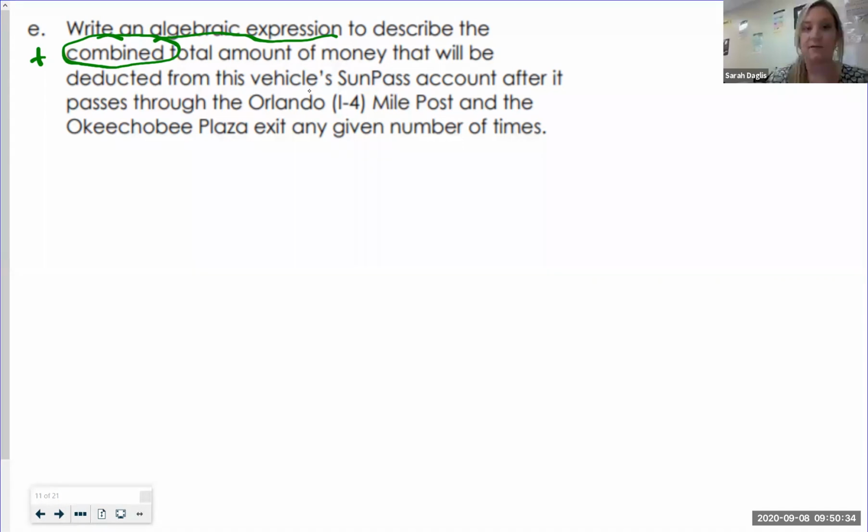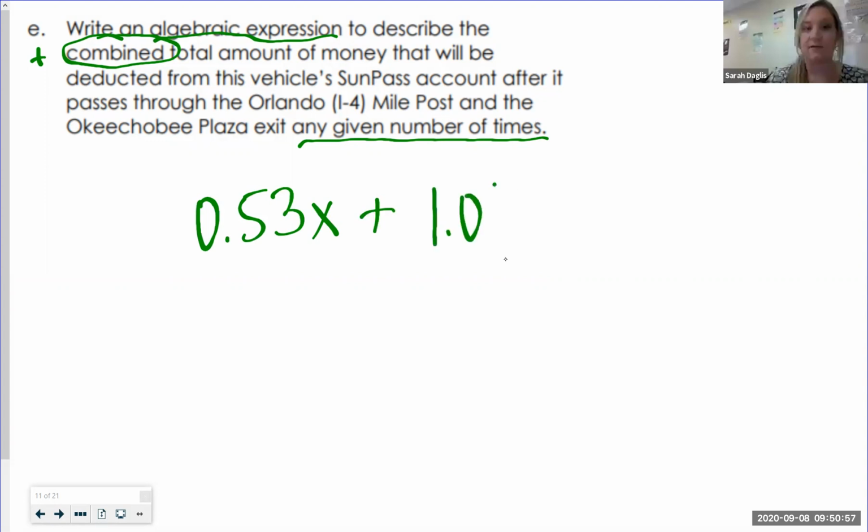All right, and we're passing through both different tolls and then any given number of times. So we know my variables are going to represent any given number of times, which I've already created. So we're going to do the Orlando expression, which we had 0.53x, and then we're going to add it with the Okeechobee Plaza exit, which was $1.04 times however many times we drove through that. So that's the expression that combines the two tolls together.